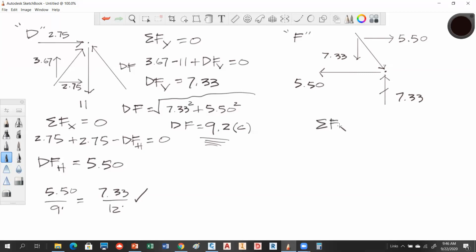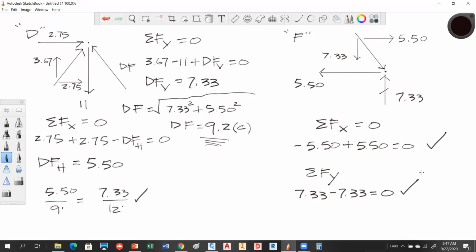Sum of forces in X equals 0. We have negative 5.5 plus a positive 5.5, and that equals 0. That checks. We have sum of forces in the Y. We have 7.33 minus 7.33, and that also checks.